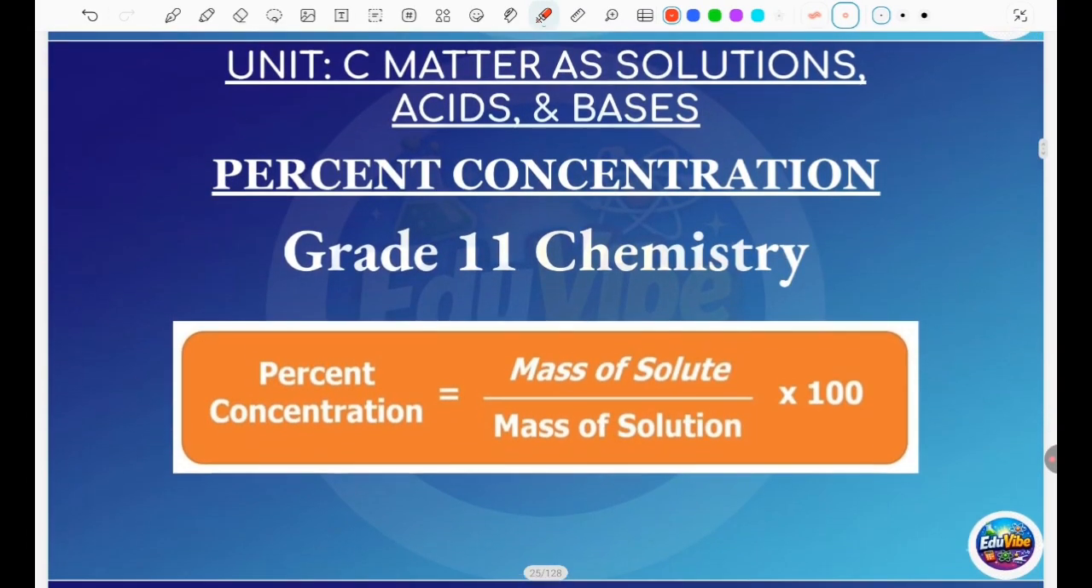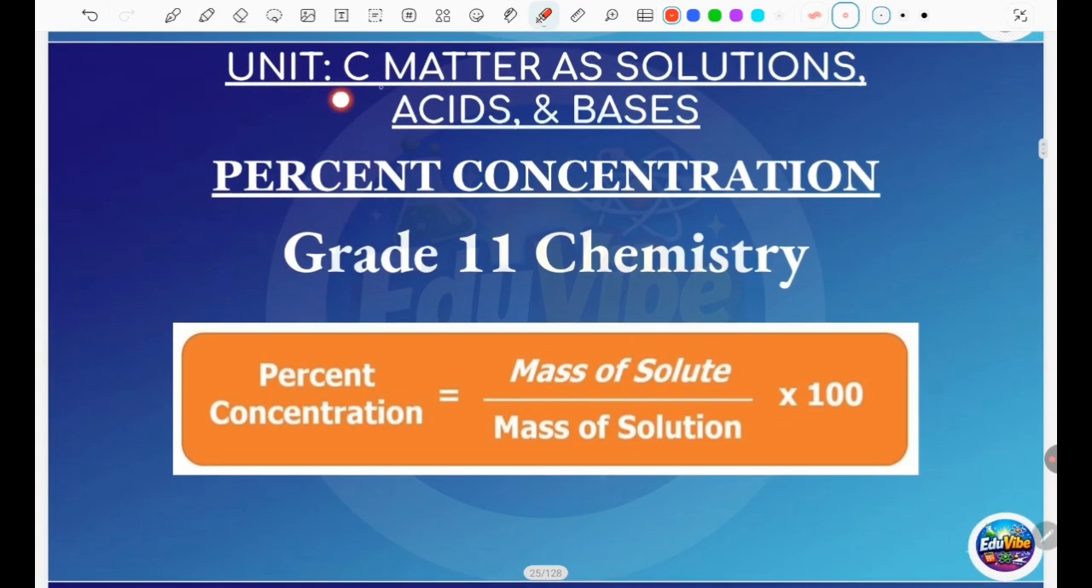In today's lesson, we are starting with the next topic of Unit C, Matter as a Solution, Acids and Bases, which is the percent concentration. This is grade 11 chemistry, and we're doing the third unit of grade 11 chemistry. Today, we focus on the percent concentration.